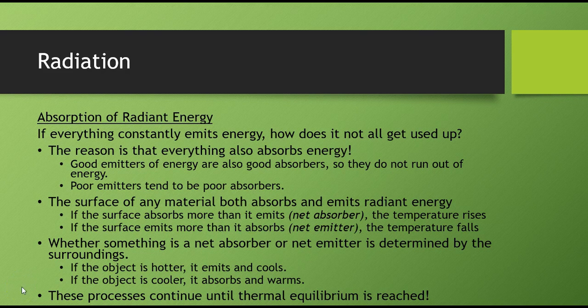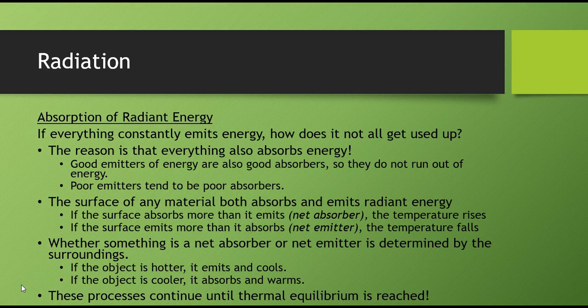The surface of any material both absorbs and emits radiant energy. If a surface absorbs more energy than it emits, then we call it a net absorber, and that object will see that its temperature increases. It's absorbing energy and not giving as much off, and so the molecules are moving faster, so the temperature goes up. If it emits more than it absorbs, then we call it a net emitter, and the temperature will fall, giving away more energy, and the object will cool off.